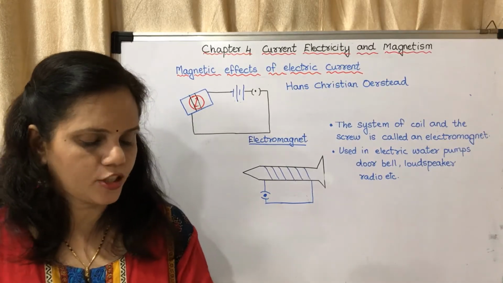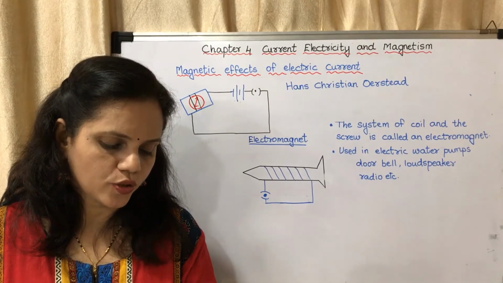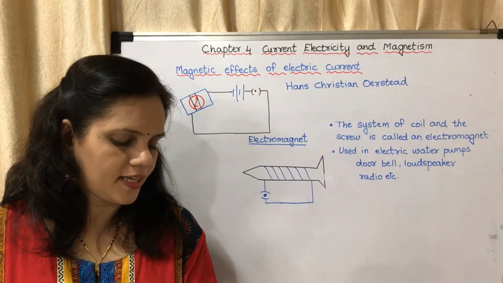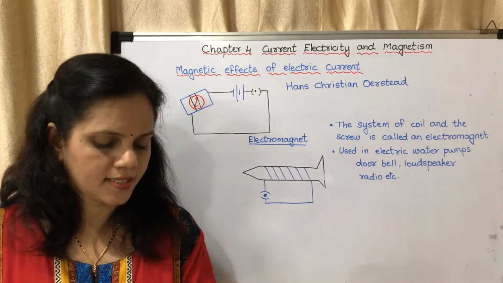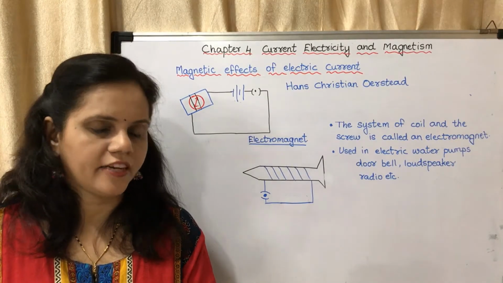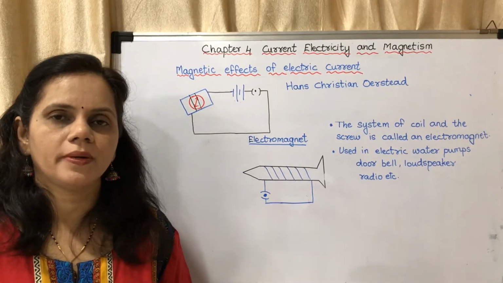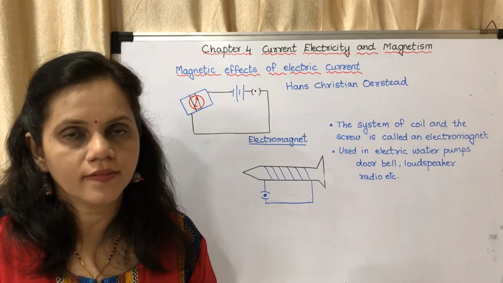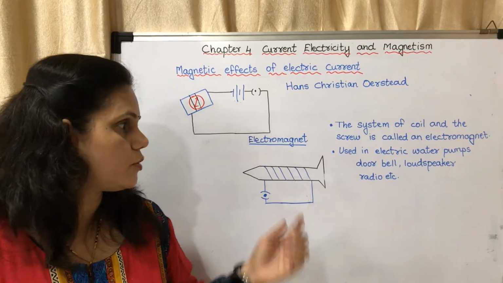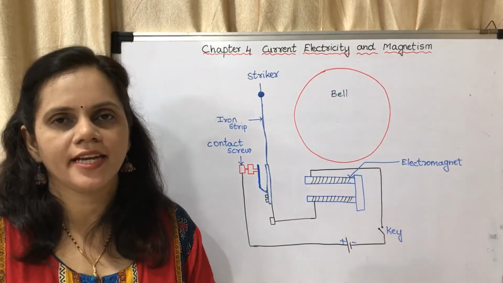Now the last paragraph you may see: the system of coil and the screw is called an electromagnet. You have seen various uses of electromagnet in 6th standard. Electromagnets are used to produce strong magnetic fields used in scientific research. Now the next topic is electric doorbell. We will see how an electric doorbell functions. First, you may mark this much in your textbook. Now we will study the working of an electric bell.